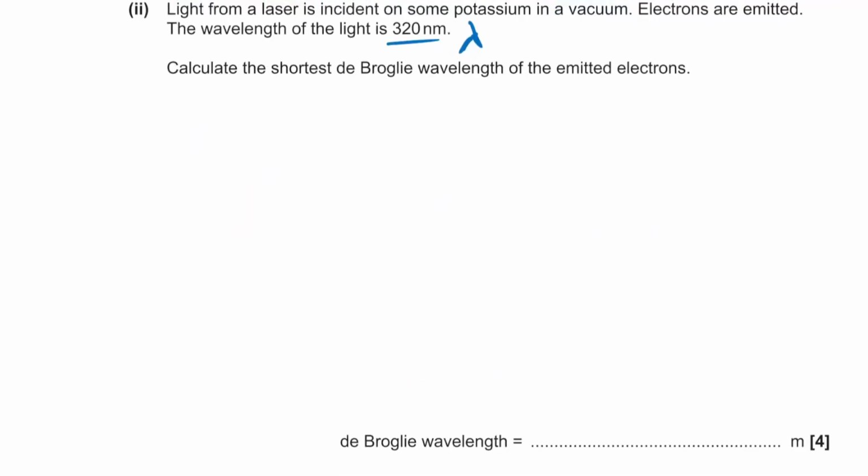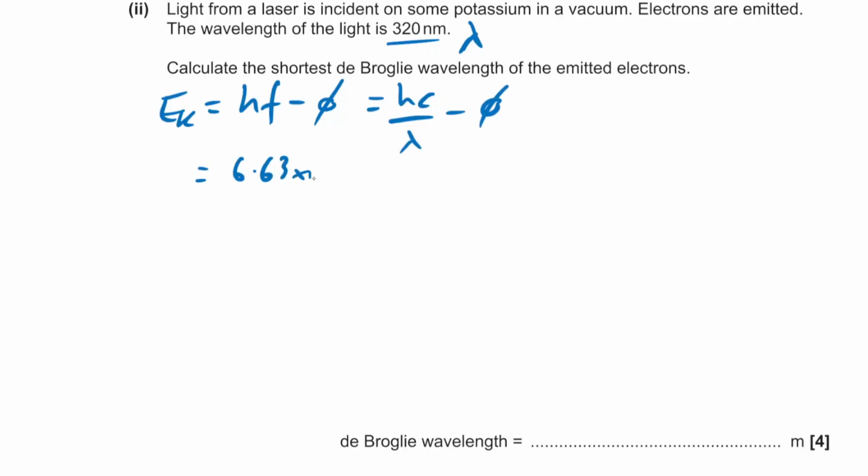Okay, so let's find out the kinetic energy of the electrons first. So we know EK max is equal to hf minus phi. Of course, we're dealing with wavelength, aren't we? So it's going to be hc over lambda minus phi. So that's 6.63 times 10 to the minus 34 times 3 times 10 to the 8 divided by 320 nanometers, so 3.2 times 10 to the minus 7. Tidy up some powers of 10, so minus 7 ends up being 15, and then add 15 onto minus 34, so it gets minus 19.